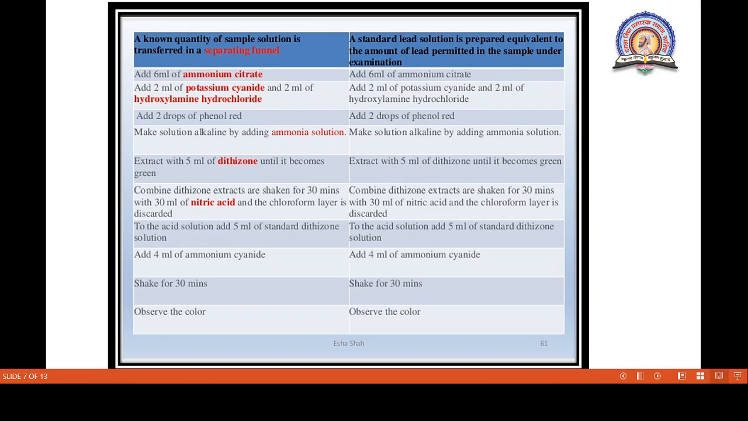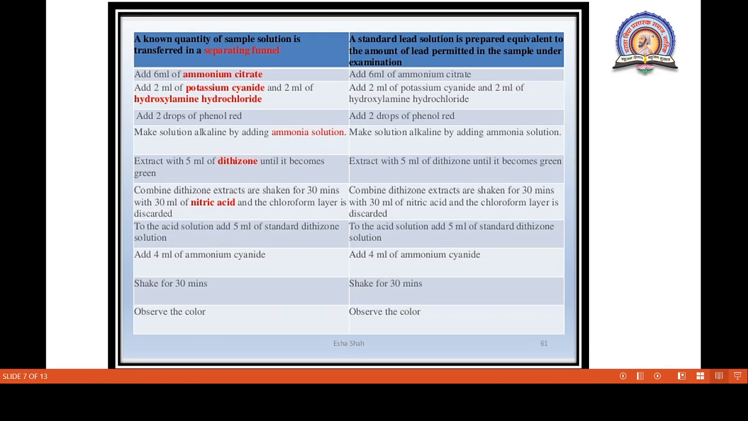Here is another way. We take two Nessler cylinders. In the first Nessler cylinder we prepare the test solution, and in the second Nessler cylinder we prepare the standard solution. So what we have to do is take first 6 ml of ammonium citrate solution in both cylinders, then add 2 ml of potassium cyanide and 2 ml of hydroxylamine hydrochloride in both cylinders. Then we add 2 drops of phenol red. This process is done in both cylinders. Then make the solution alkaline by adding ammonia solution.